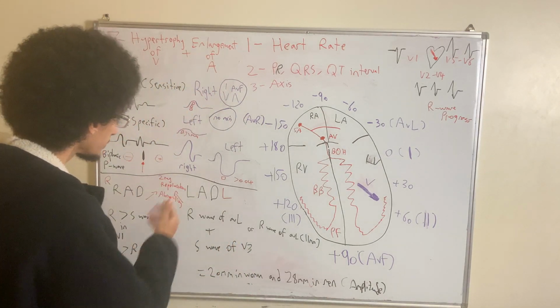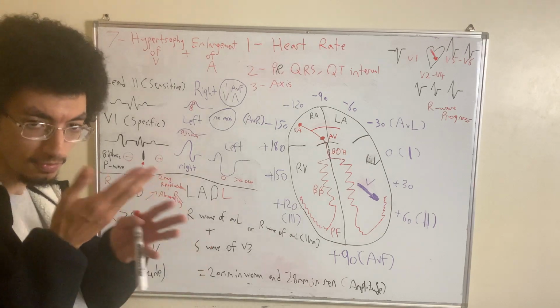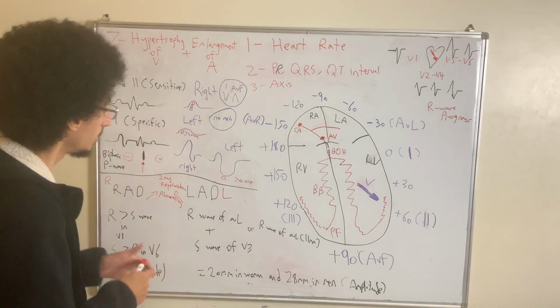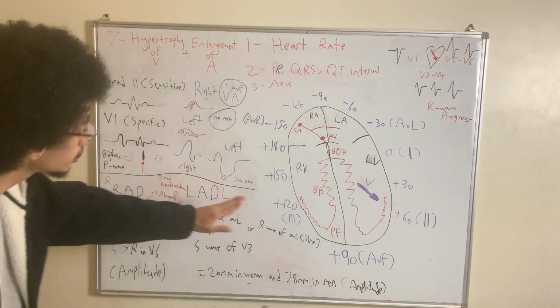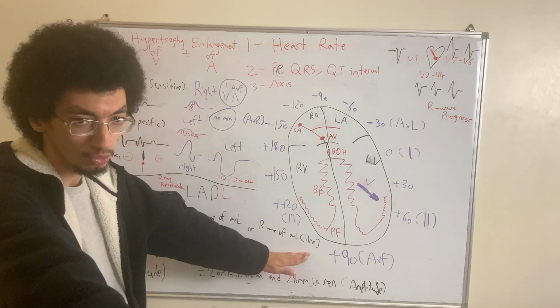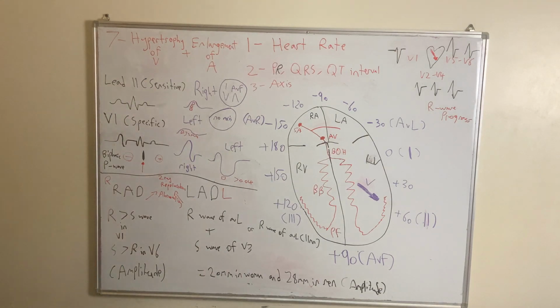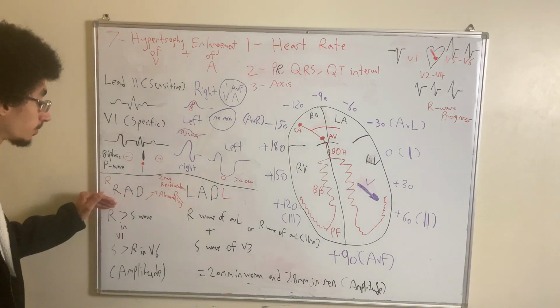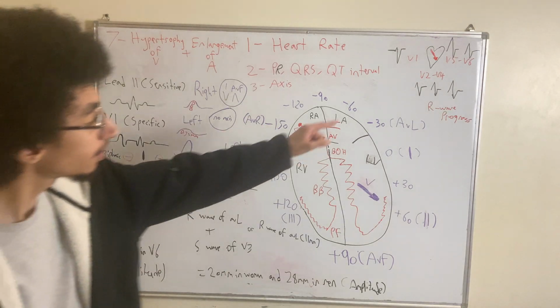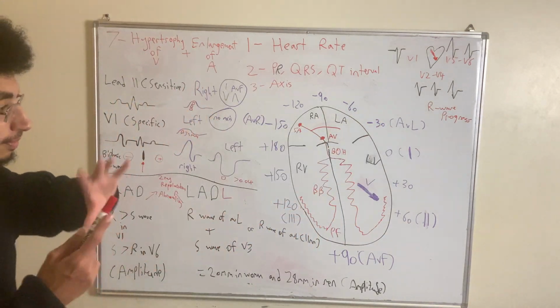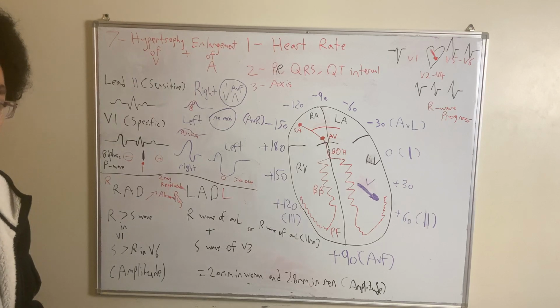Excellent. The rest of the criteria, as simple as possible, for left ventricular hypertrophy: left axis deviation, then you add the R wave and the S wave, or you just look at the R wave of aVL on its own. Excellent. And as for right ventricular hypertrophy, with right axis deviation, you look at the disrupted R wave progression. The R wave progression is affected in right ventricular hypertrophy.